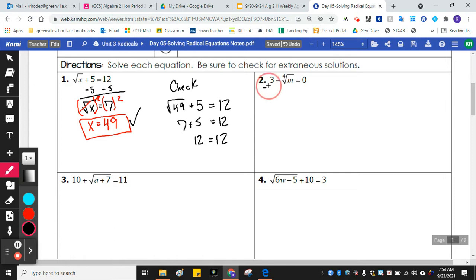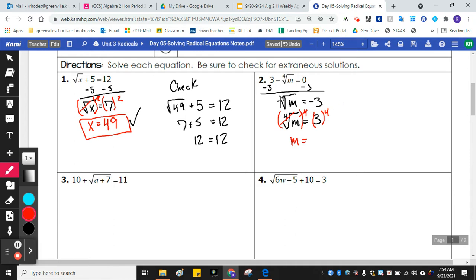I'm going to get rid of this 3. Get rid of the negative 1 that's in front. I'm going to divide over by negative 1. All right, to get rid of the 4th root, I raise it to the 4th power. So 4th root and 4 cancel out. 3 to the 4th. Be careful.